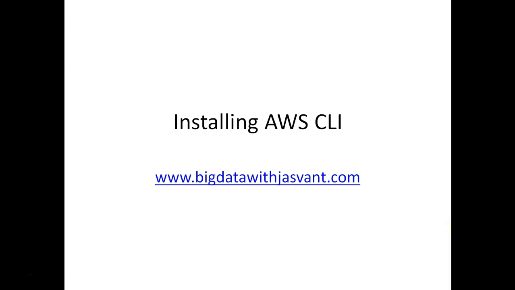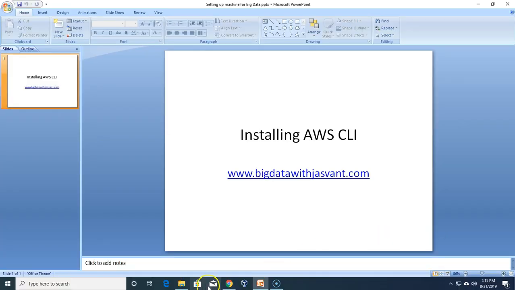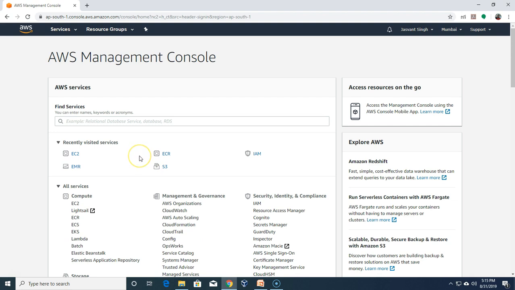Today we will learn how to install AWS CLI on an AWS machine so that we can use it for putting files to S3 and getting files from S3 so that we can run EMR. We are going to learn how to install AWS CLI on an AWS machine and how to use it for pushing files to S3 and getting files from S3 and running EMR. So let us start.